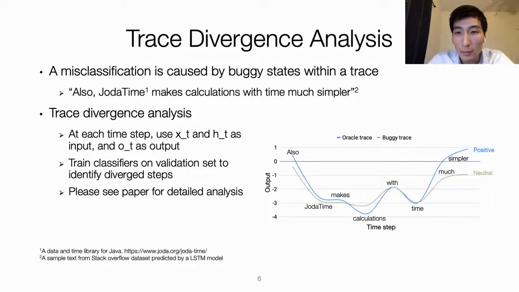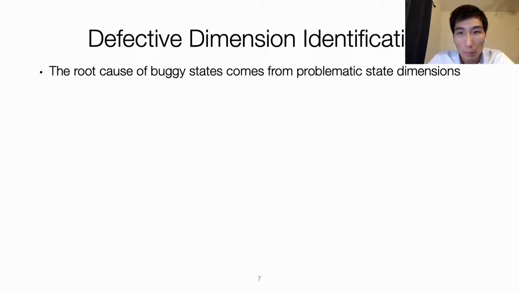Here are the output traces produced by the classifiers along the time steps. We can see the two traces diverge at the word merge, which means the state is problematic at this time step. Problematic state dimensions are the root cause of buggy states, which lead to misclassification. We aim to identify and fix those dimensions.